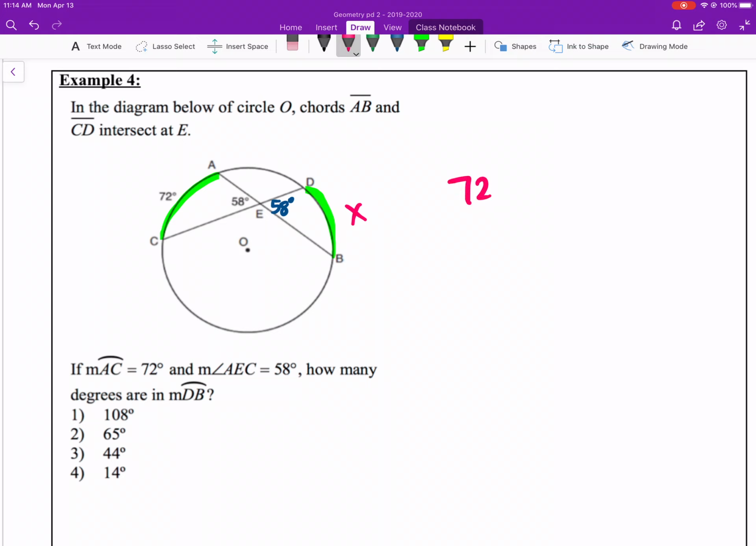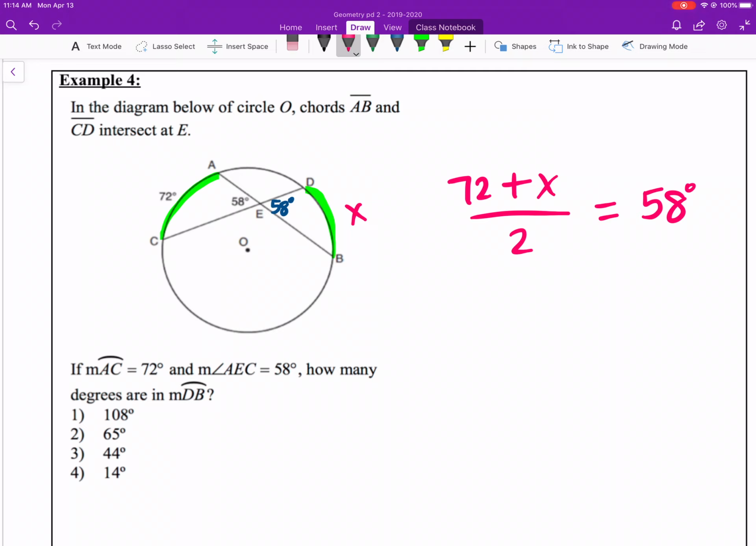So 72 plus x, when you add the two arcs and divide that by 2, that gives you the measure of that 58 degree angle on the interior there.